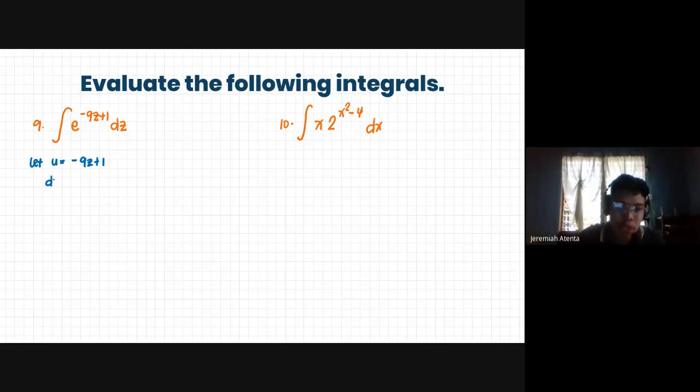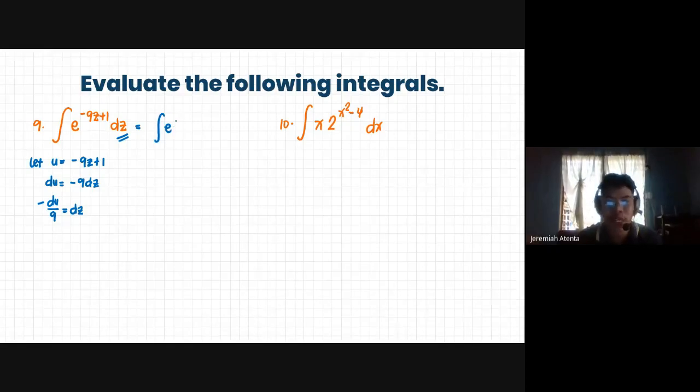Therefore, this will become du equal to the derivative of negative 9z plus 1, which is negative 9 dz. Now, in this case, we just need dz kasi wala siyang ibang kasama, right? So we will divide both sides by negative 9. So you have negative du over 9 is equal to dz, right? So from that, we now have the integral of e raised to negative 9z plus 1 is now equal to e raised to u. Then dz is now equal to negative du over 9.